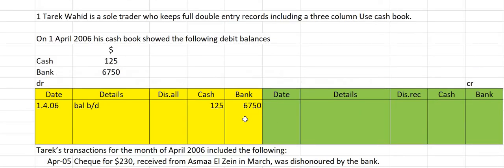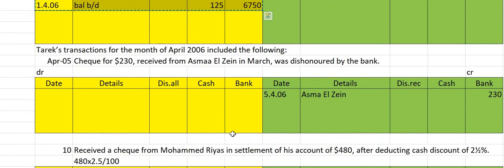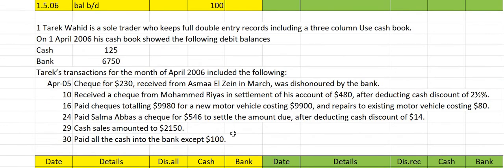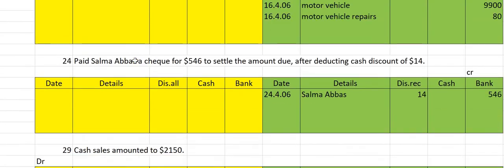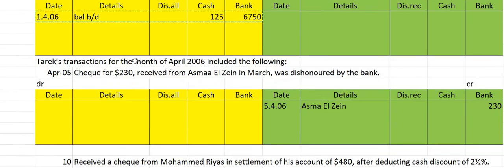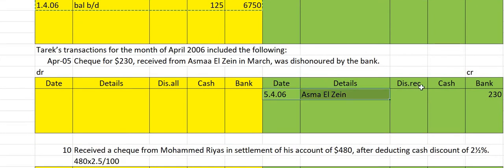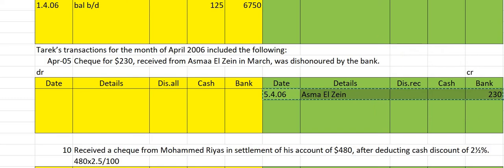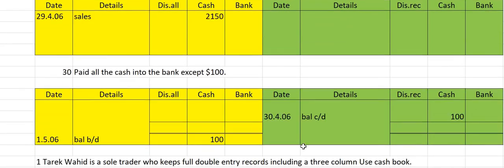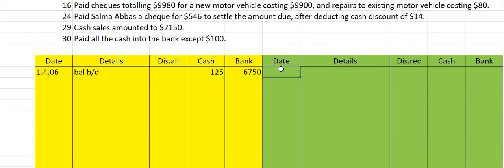Okay, now let's go to the first transaction. We entered it on the debit side. So let's copy this information. Let's go to the cash book and we are going to enter it. Right? Now the first transaction is done. Now we are moving into the second one, which is this one. So let's copy this information and we'll enter it in the main cash book.